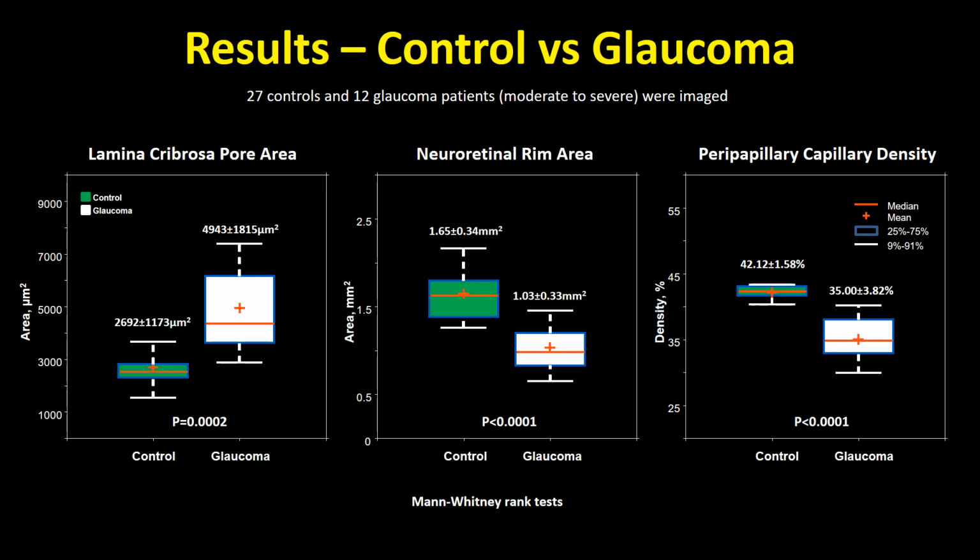In the glaucoma group, which is indicated in white in here, lamina cribrosa pore area was significantly larger as compared to the control group, whereas the neuroretinal rim area and the peripapillary capillary density were found reduced in eyes with glaucoma as compared to the control group.